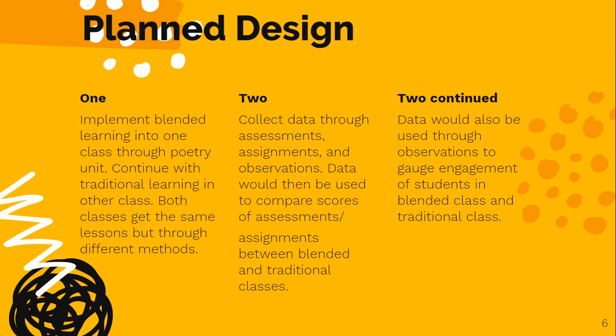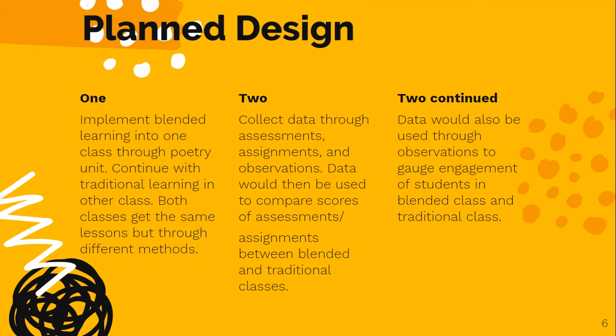So the way that I originally had planned for this to roll out was that first I was going to implement blended learning into one class through my poetry unit. So I teach 3 blocks. So I have 3 different sets of classes, 3 different sets of students, and I was going to teach one of them in a blended learning capacity and the other with traditional learning. We were going to use the poetry unit for this research.